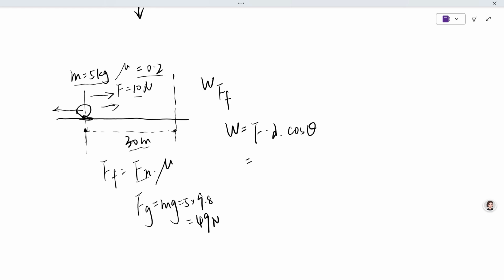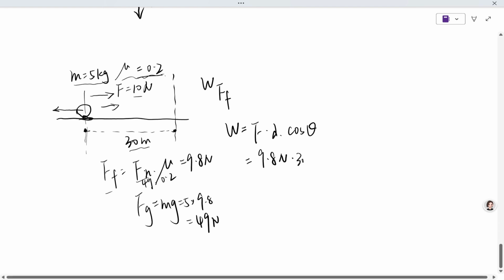So we already knew the Fg. Fg is equal to Fn, which is 49, right? And times the friction constant, which is over here, is 0.2, which we can get 9.8. So friction is equal to 9.8 newtons. We don't need to care about direction over here though, so let's write down 9.8 times the distance it travels, which is 30 meters, times cosine theta.